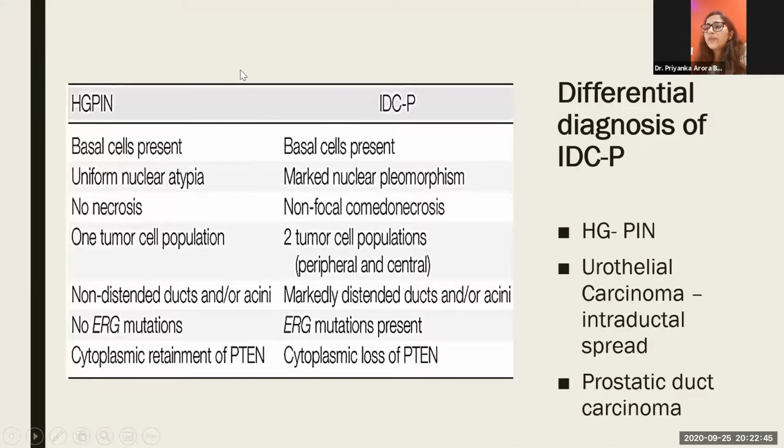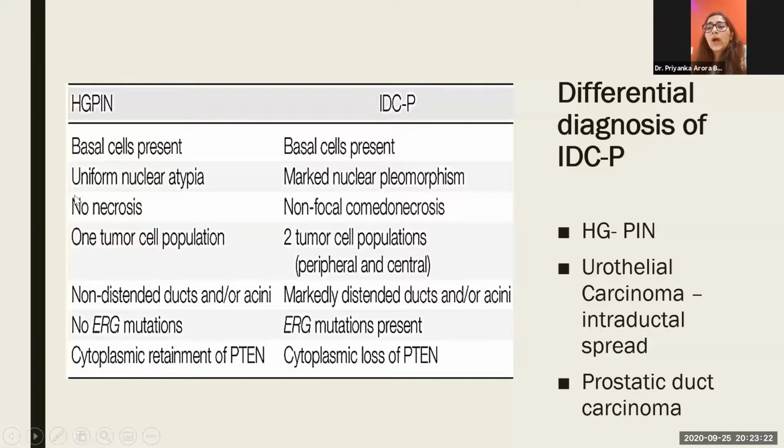These are very important points that are written. In HGPIN and IDC, in both lesions, the basal cells are present. That is the main confusing factor. Is it a high-grade PIN or an IDC? Now, in a high-grade PIN, you will not see a cribriform pattern most of the time. Very rarely will you see fully distended ducts, with more than 50% of the ducts distended by these malignant cells and having that cribriform pattern. So the cribriform pattern, first thing, goes in favor of an IDC-P.